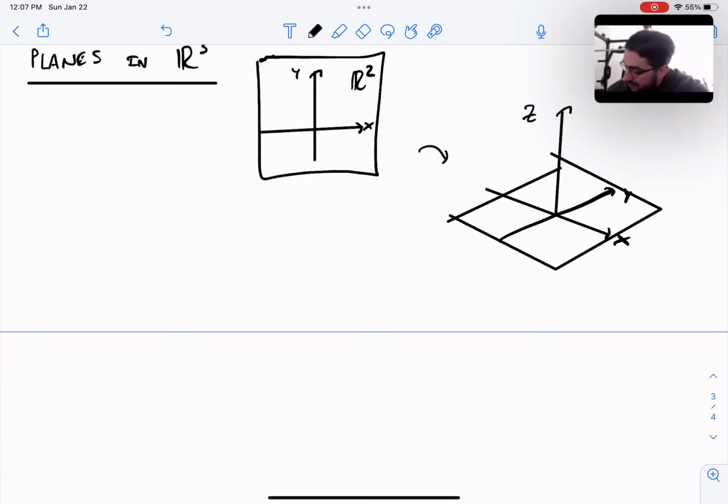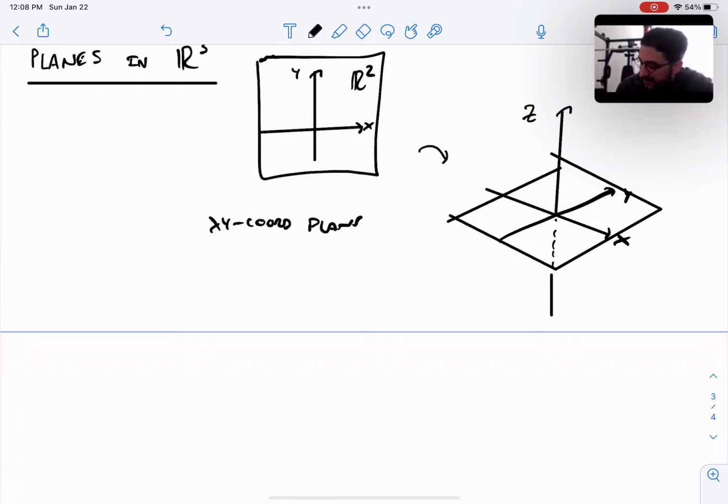If you want to think about representing planes in R3, of course, equations are one of our favorite ways to use algebra to represent geometric objects. So if you want to say the XY plane, the XY coordinate plane, there's actually a really nice way to represent that. It's the equation z equals 0.